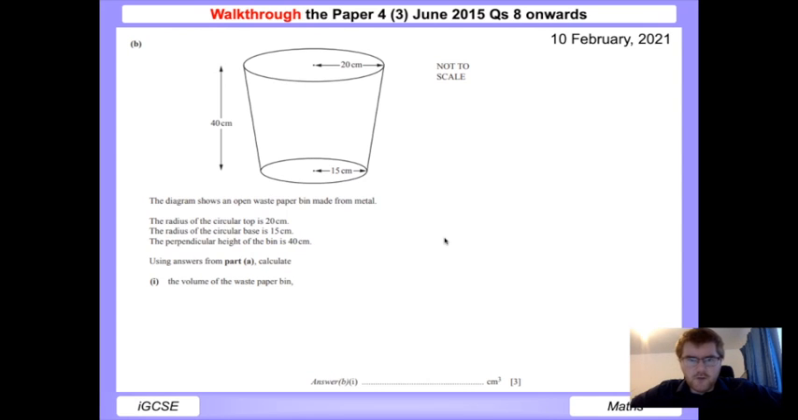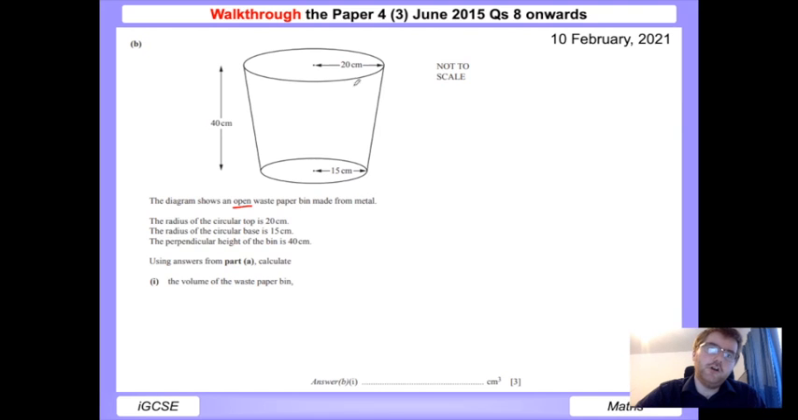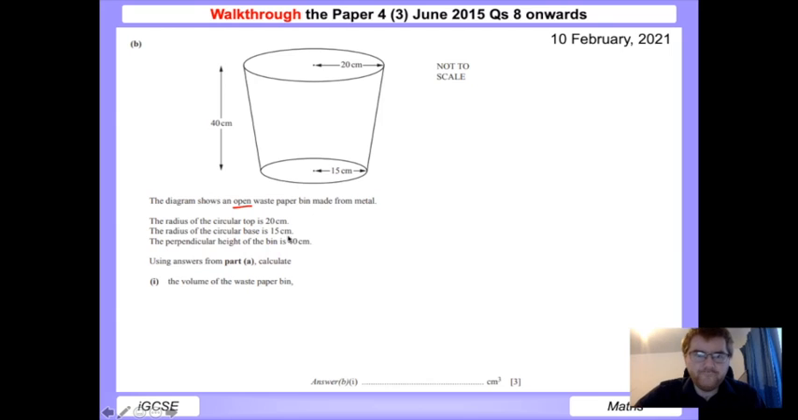So the diagram shows an open waste paper bin made from metal. Now this is actually important words that we'll talk about in the second part of the question. Open waste paper bin, so this is hollow, so to speak, so only this circle exists. The radius of the circle top is 20 centimeters, radius of the bottom is 15, perpendicular height of the bin is 40, and using part A, notice these lengths 40, 20, 15, these all correspond to this diagram here. Yeah, so notice that, we're going to use that later on. So, using answers in part A, calculate the volume of the waste paper bin.